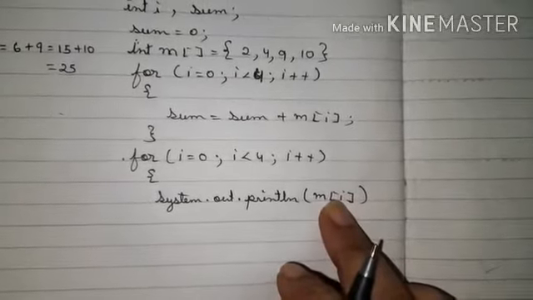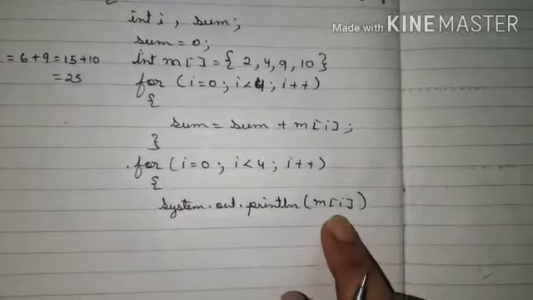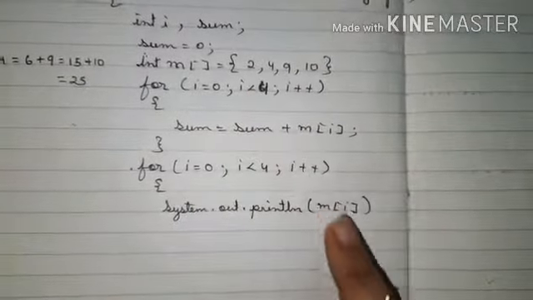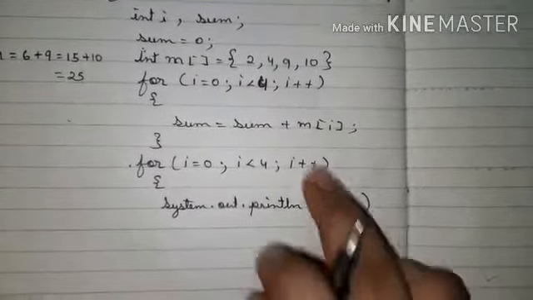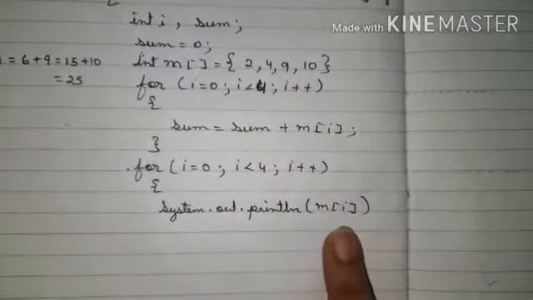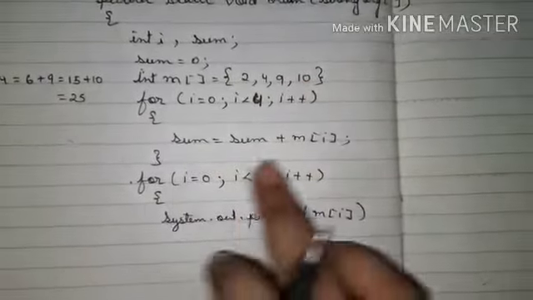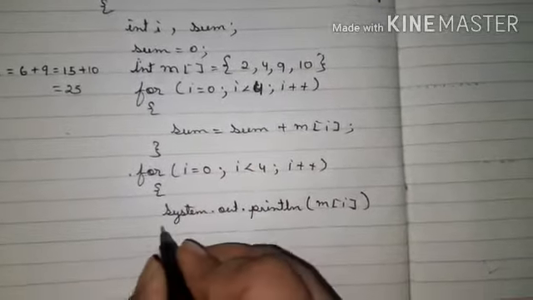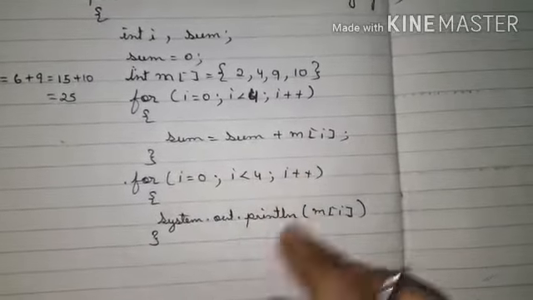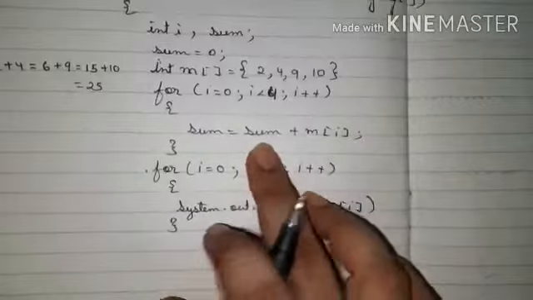When i is 0, it will print 2. When i is 1, it will print 4. When i is 2, it will print 9. When i is 3, it will print 10. In this way the loop will go on and print, so we have displayed the array. Now we have to display the sum.